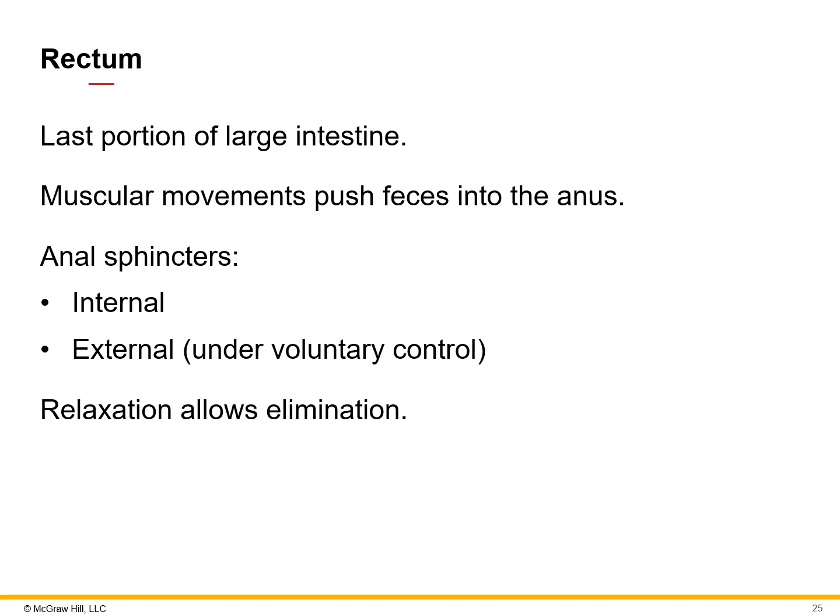Then we move into the rectum. So this is the last portion of that large intestine. The muscular movements push the feces into the anus. We have another sphincter here to, again, provide a one-way transport. So there's kind of some internal and an external sphincter. So the external is what's under voluntary control that you would be thinking about in causing to open or close. And of course, relaxation is what allows elimination of the feces.